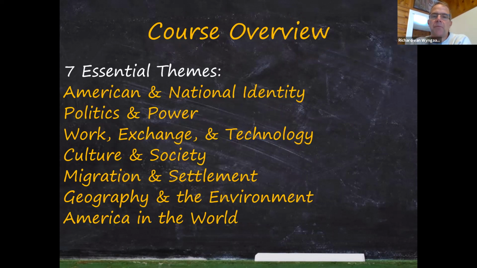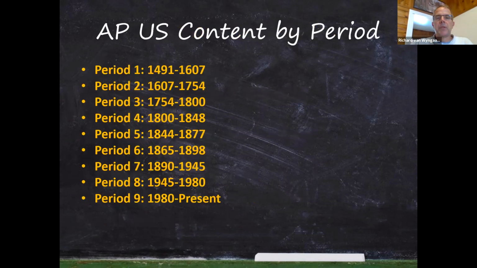There are 7 essential themes that we focus on throughout the entire year. Many of these themes are overarching and they are major components of the AP exam: American and national identity, politics and power, work, exchange and technology, culture and society, migration and settlement, geography and the environment, and America in the world.